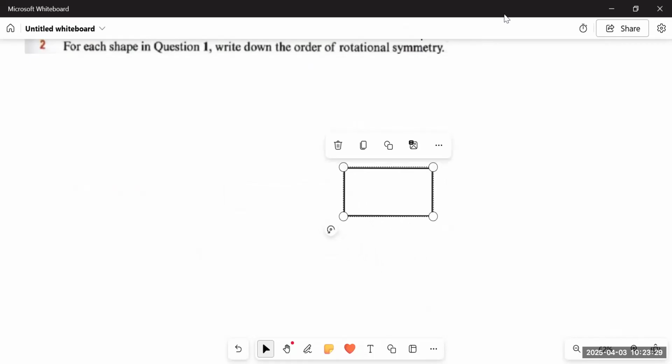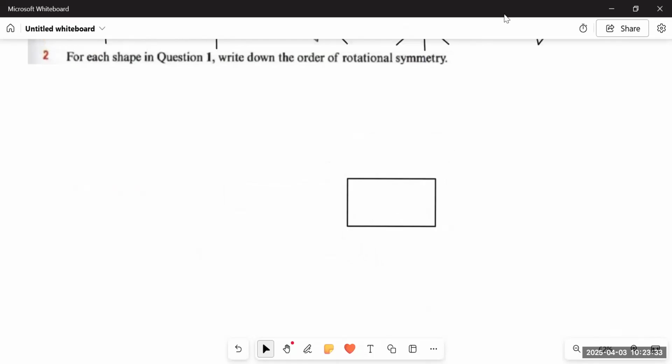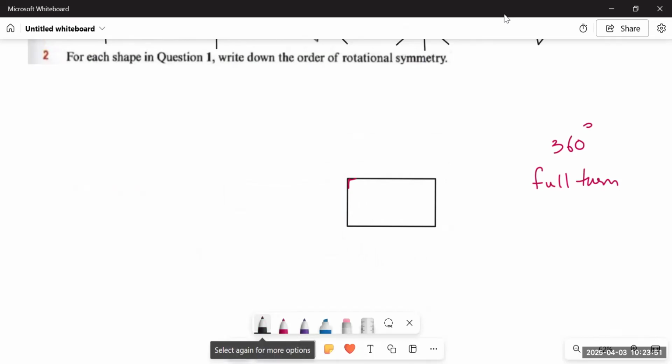So upon rotating it to 360 degrees, that is, upon rotating it a complete turn, or you can say a full turn, from where we started, we get back to that place. So upon giving it a complete full turn, I am getting exactly the same shape two times. So the order of rotational symmetry would be 2.